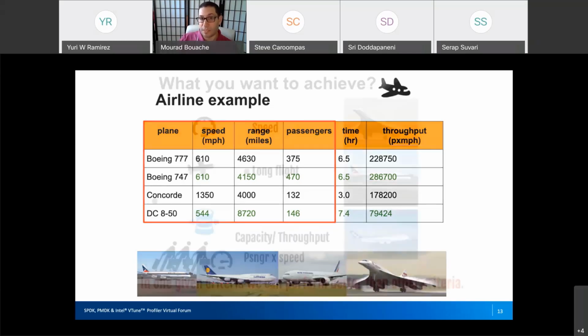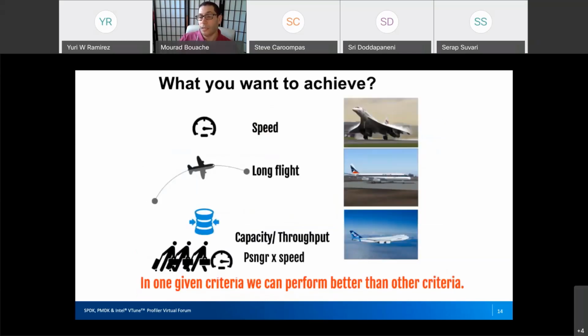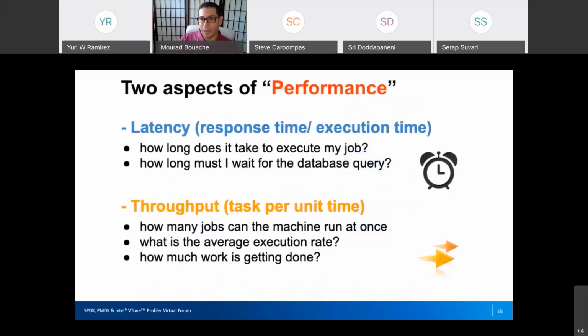So performance is actually what you want to achieve. If you want to go with speed, the Concorde is the best. If you want to go with a long flight, then you take the DC-850. If you want to mix capacity and throughput, then it's going to be a multiplication between the passengers and speed. So in one given criterion, we can perform better than in other criteria. Performance is a really relative word that depends on what we are looking for.